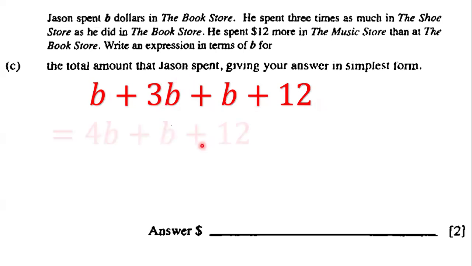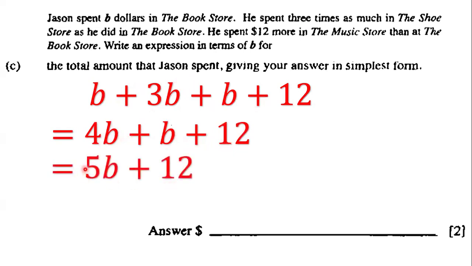Now we ask ourselves, what is B plus 3B? Well, B plus 3B is definitely 4B. And so we have 4B plus 12. Then we ask ourselves, what is 4B plus B? Well, 4B plus B is simply 5B. And so we have 5B plus 12. Notice that 5B and 12 are unlike terms, so we cannot simplify any further. So the total amount that Jason spent, given our answer in simplest form, is 5B plus 12.